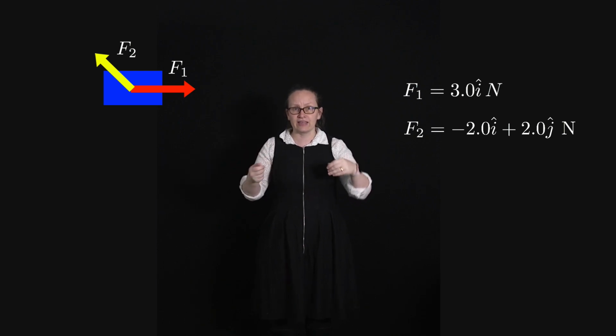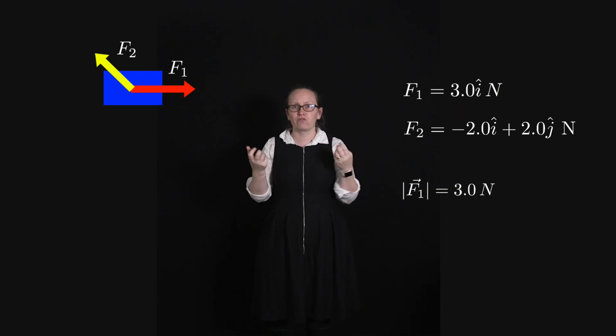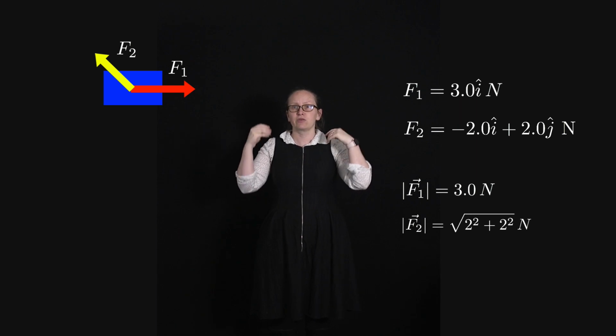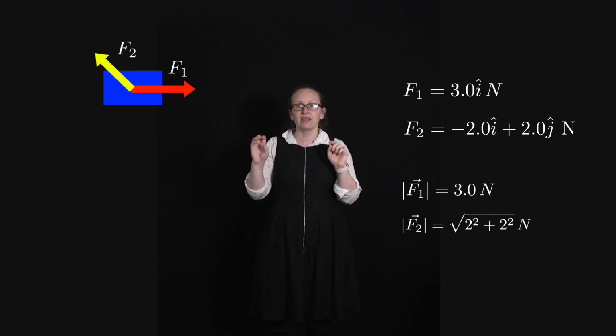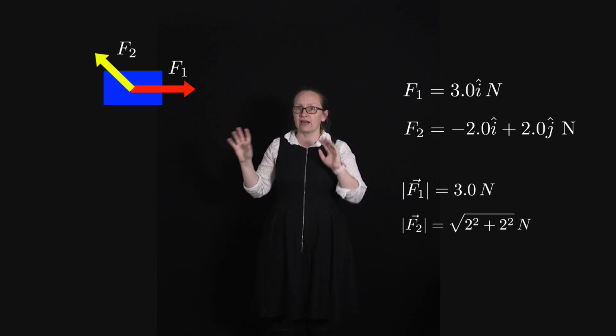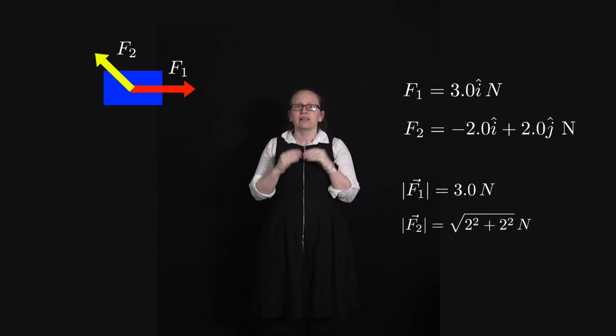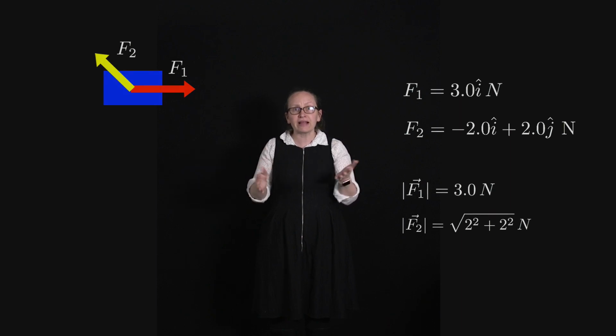So in this case, force 1 has a magnitude of 3 newtons, while force 2 has a magnitude of the square root of 2 squared plus 2 squared, which is approximately equal to 2.8 newtons. Force 2 has just a slightly smaller magnitude than force 1, and so it's represented by a slightly shorter arrow.